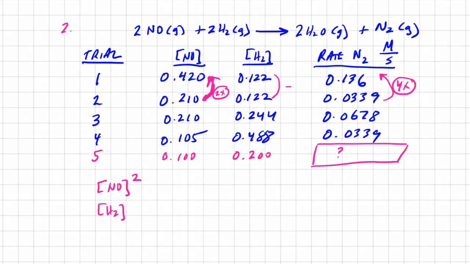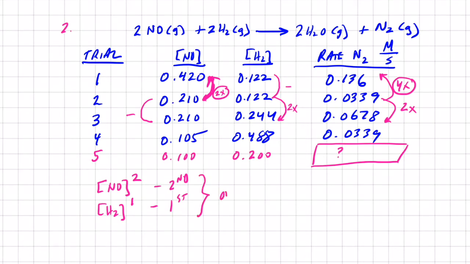So let's see, where is NO? Looks like NO is constant between the second and the third experiments, don't you agree? And it looks like H2 from the second to the third doubled. The rate from the second to the third, we don't even need a calculator for this, that also doubled. So it looks like H2 is first order. That's a direct relationship. So the order with respect to NO is second order. The order with respect to H2 is first order.